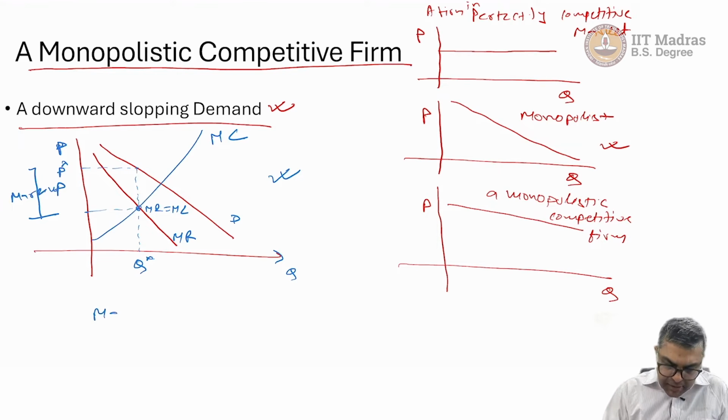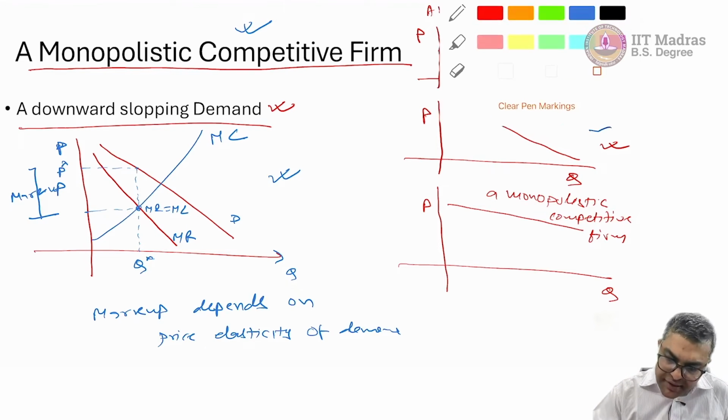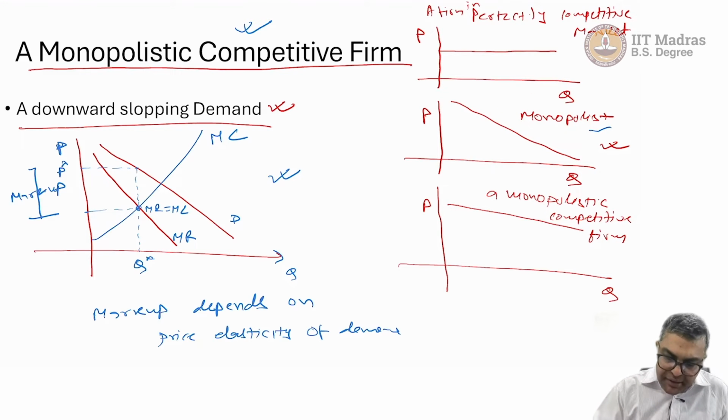The markup depends on the price elasticity of demand. As the monopolistic competitive firm faces less elastic demand than the monopolist firm, of course here the markup is going to be lower. But one more thing we need to pay attention to is how much the profit is going to be, and for that we have to bring in the average total cost curve.